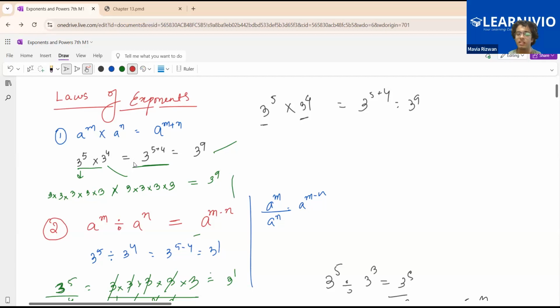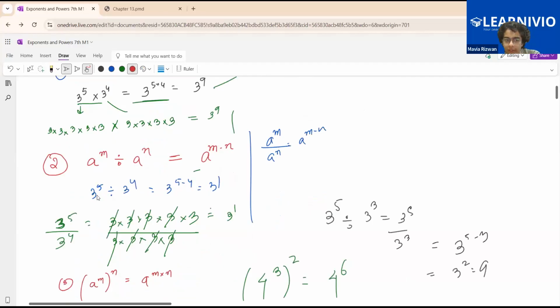Okay. The second is if I have the same bases but they are dividing. So now I will subtract the powers. If I have 3 raised to the power 5 divided by 3 raised to the power 4, I will take the common base as 3 and I will subtract the powers. So 5 minus 4, that is 1. So 3 raised to the power 1. Second one is clear?